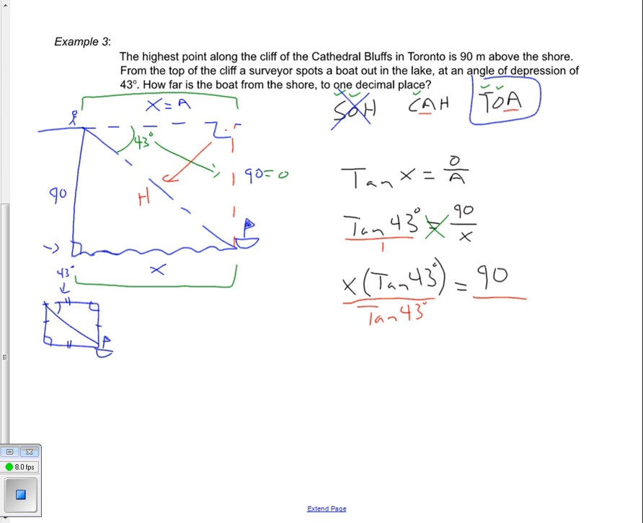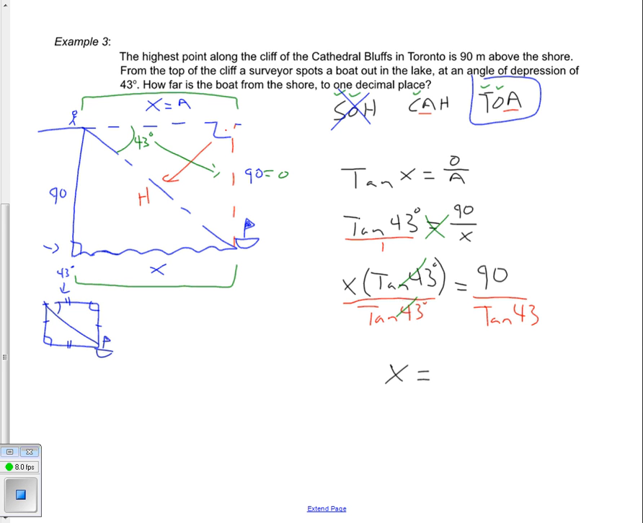Okay, remember, tan 43 degrees just represents a decimal number. So we can divide any number by any other number. Okay, so tan 43 is what both sides are going to be divided by. So if we go through our process of elimination, tan 43 degrees divided by tan 43 degrees, those actually cross out. They cancel each other out. So you're just left with x is equal to 90 divided by tan 43.